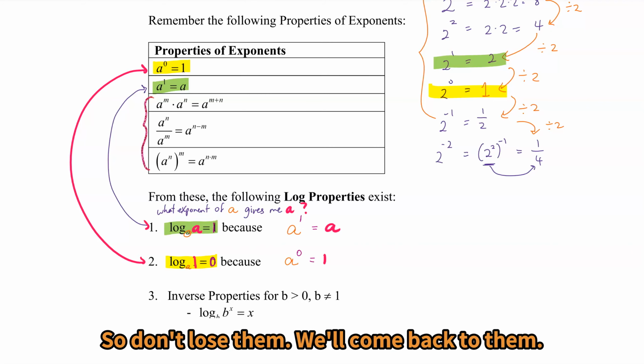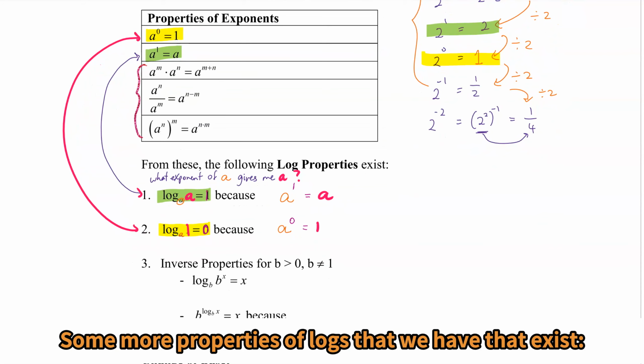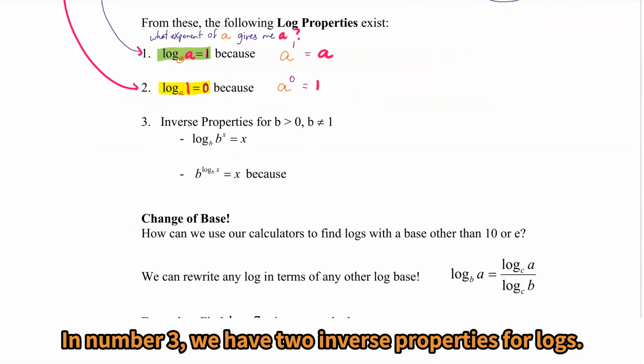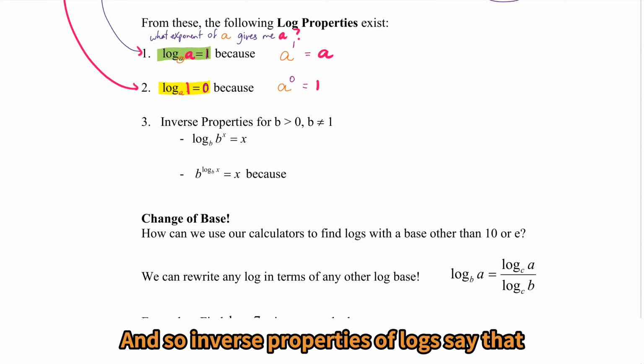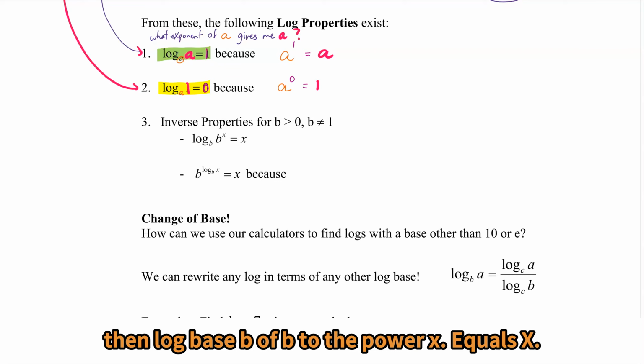We'll come back to them. Some more properties of logs that we have that exist in number 3, we have 2 inverse properties for logs. And so inverse properties of logs say that if I have a positive base not equal to 1, then log base b of b to the power x equals x.